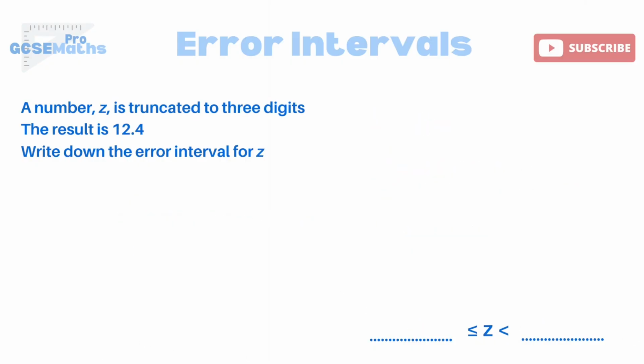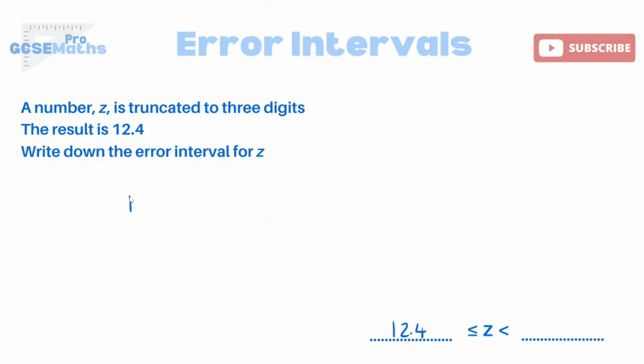Now I'll show you another one to give you another example. So a number z is truncated to 3 digits at this time. So they looked at the first 3 digits, then they cut off everything that followed. So the result is 12.4. Write down the error interval for z. So as I said, in this case, if you just see the word truncated, just think, yeah, the smallest value is 12.4, or whatever value they've given you.